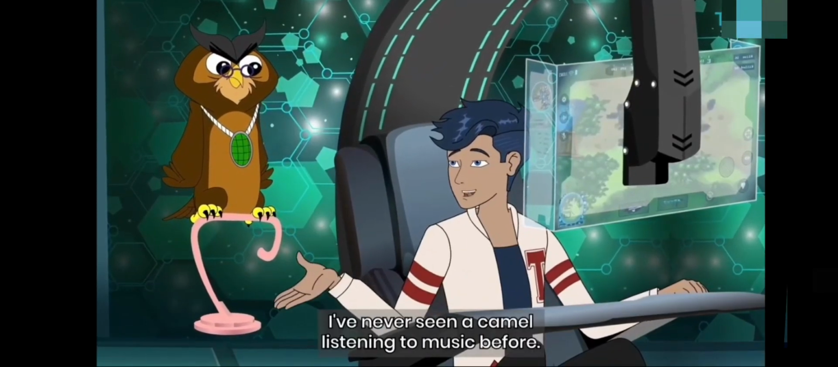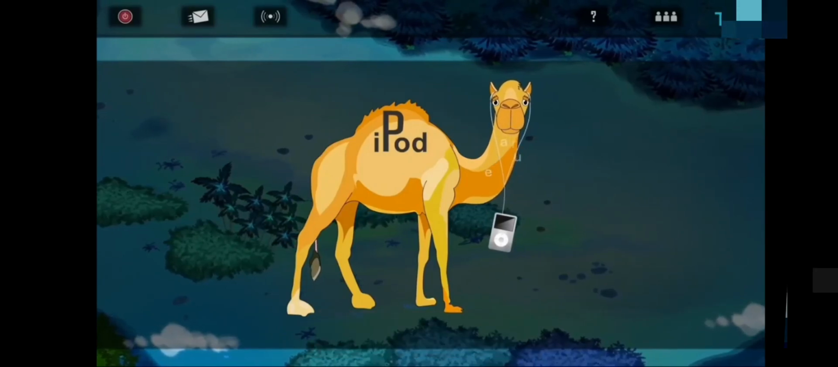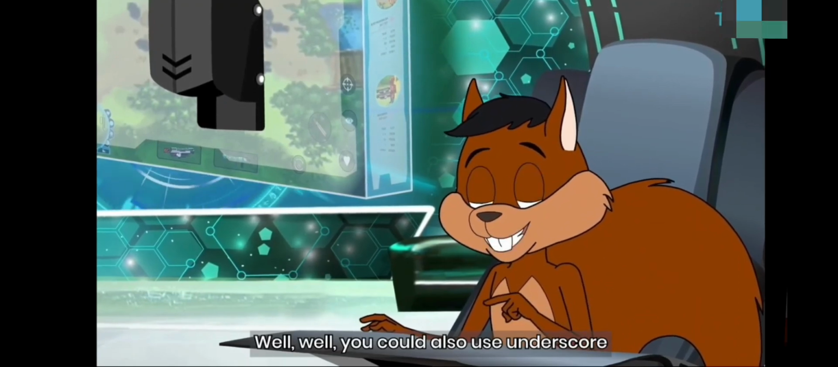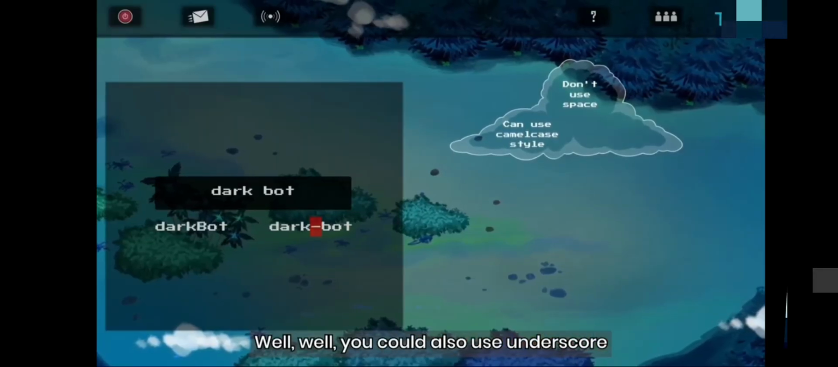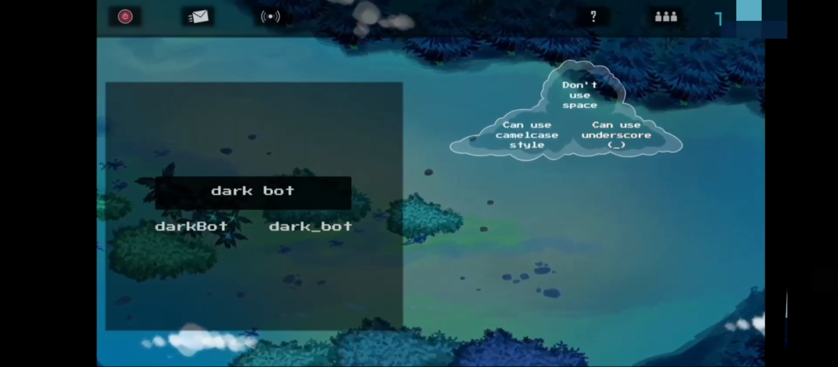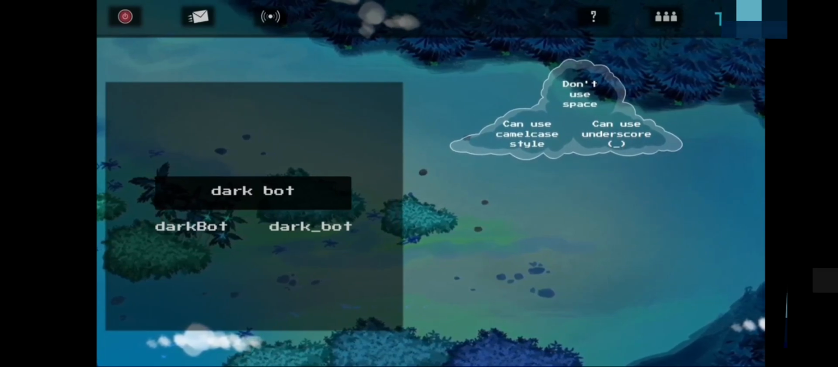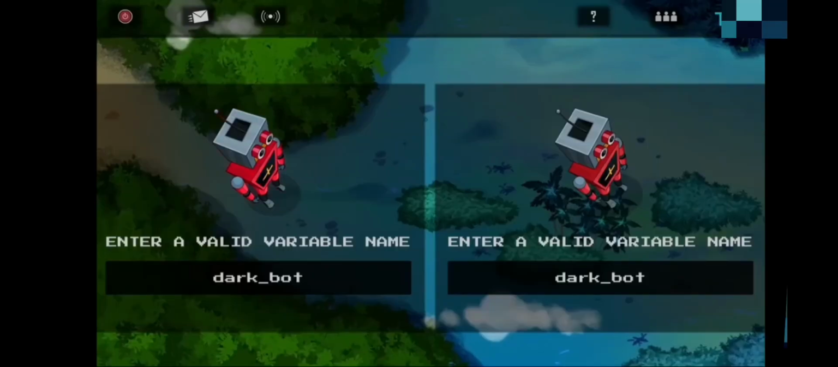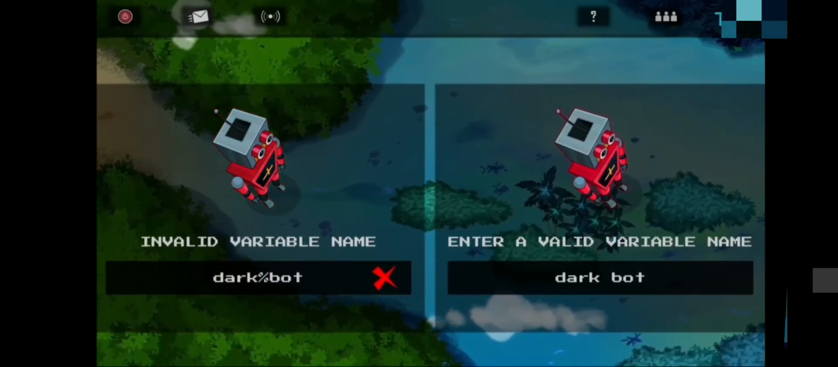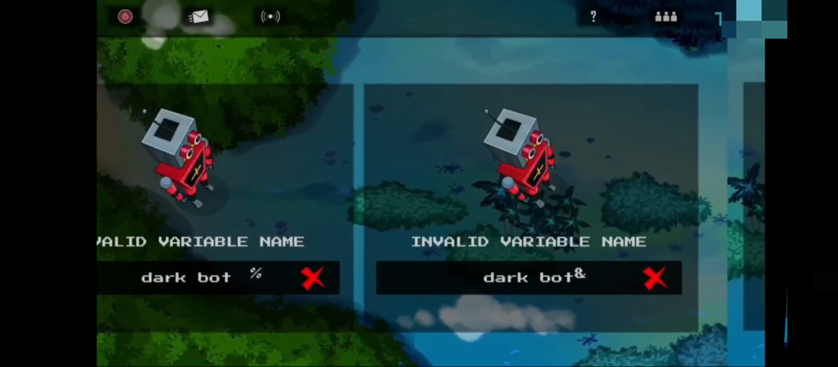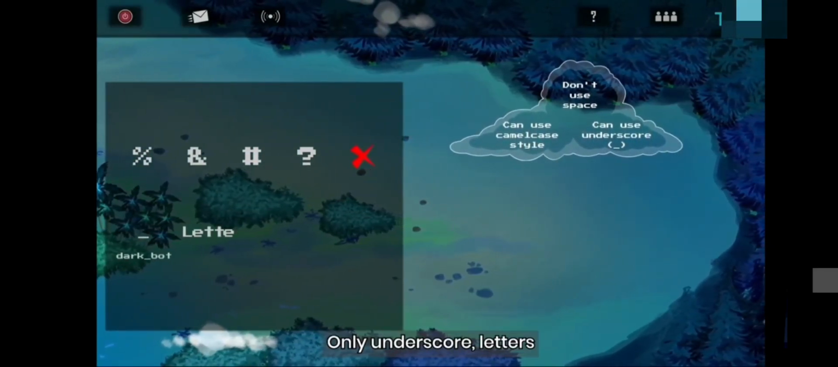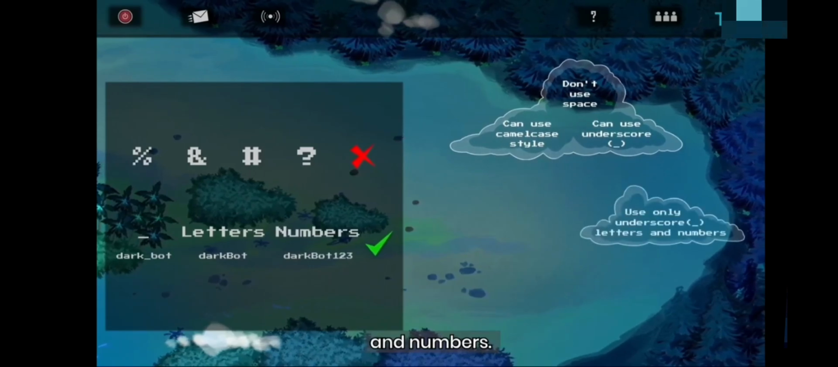Oh boy, I've never seen a camel listening to music before. Well, you could also use an underscore to join the words. Interesting. I wonder if I can use other symbols. Nope, you can't. Only underscore, letters and numbers.